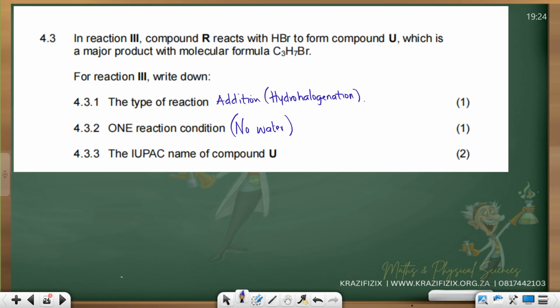Yeah, halogenation is UV or sunlight, right? What about hydrohalogenation? No water. So I'm correct. No water. All right. Because if there's water, then it forms what? Alcohol. Okay.